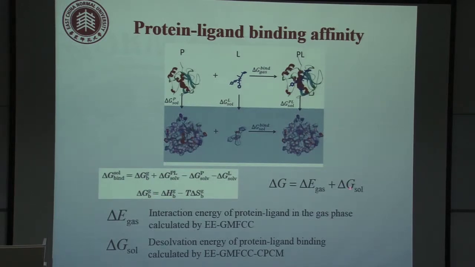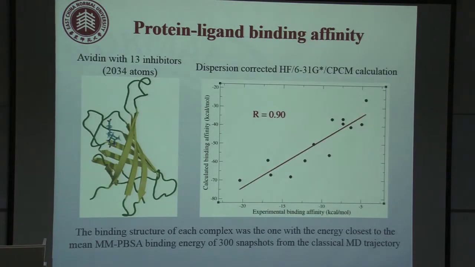But first, we just look at the interaction energy between the protein and ligand in the gas phase, and also the desolvation energy calculated by the CPCM model. So we use this scoring function. We look at the relative protein-ligand binding affinity. We assume that the entropy is close when we look at the same target with different inhibitors. So here is a test system. We use avidin with 13 inhibitors. It has over 2,000 atoms.